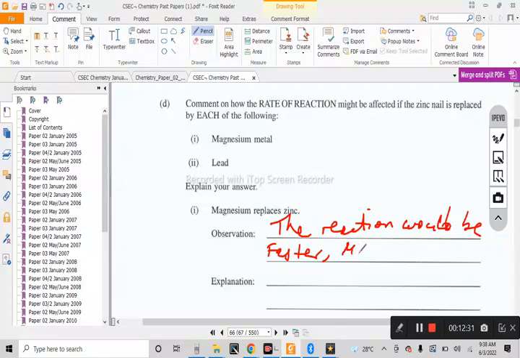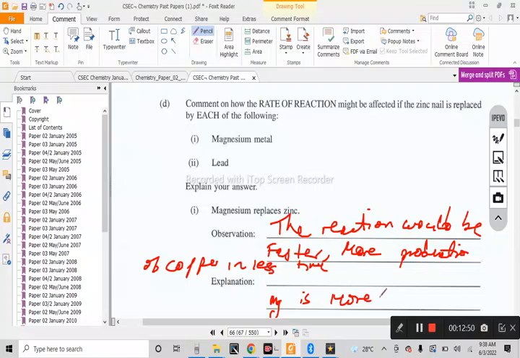I would see more production of copper in less time. Explanation: magnesium is more reactive than zinc. Are we good?